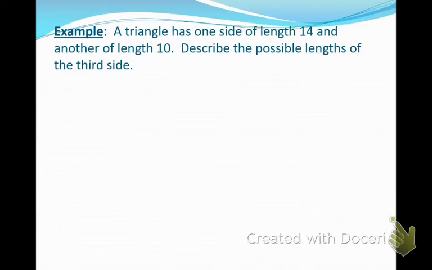A triangle has one side of length 14 and another of length 10. Describe the possible lengths of the third side. Okay, to do this, I'm going to tell you an easy way to do this once we go through understanding the idea. Because there's a very easy way to do this. But the long way to do it is we can draw, there's two possibilities.